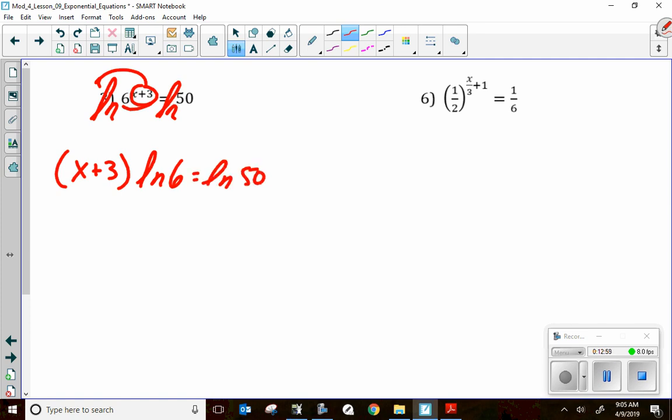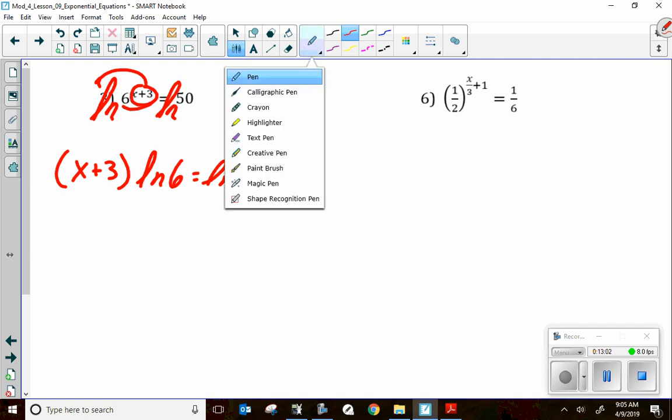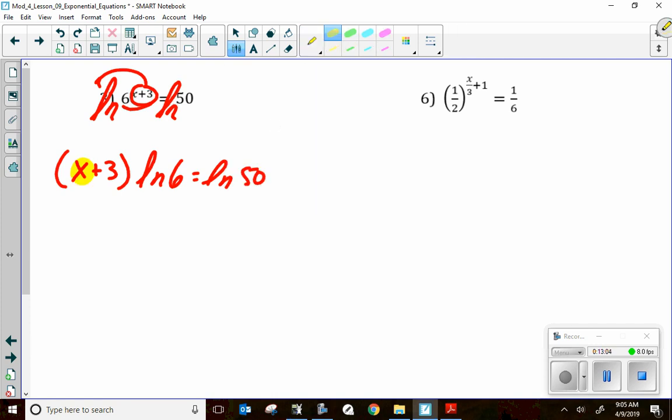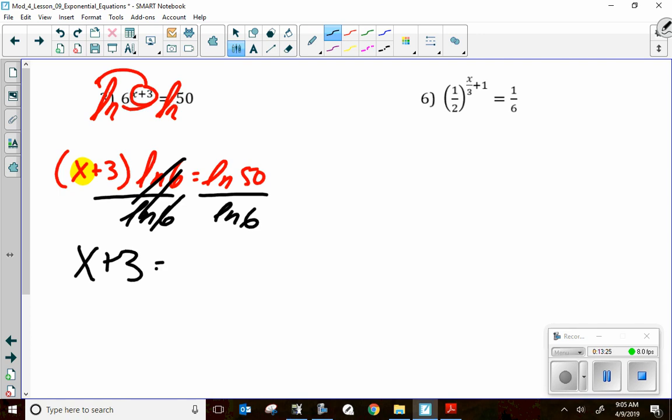Okay, so now I'm still going to solve for x, but I'm going to do this one thing at a time. The first thing I've got to do is get rid of this ln of 6, then I've got to subtract 3. My order of operations still applies. I'm doing reverse order because I'm solving for x. I'm peeling away. Divide by ln of 6, divide by ln of 6. So I've got x plus 3 equals ln of 50 over the ln of 6. Now I just subtract 3 from both sides.